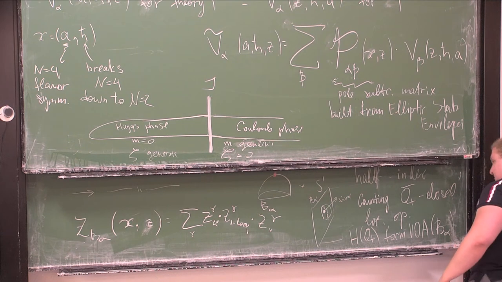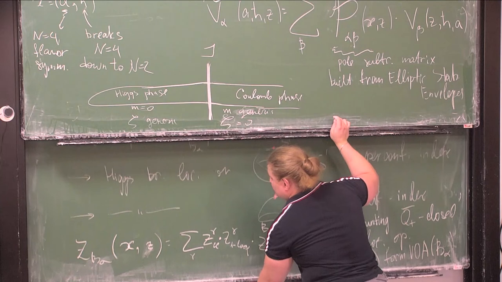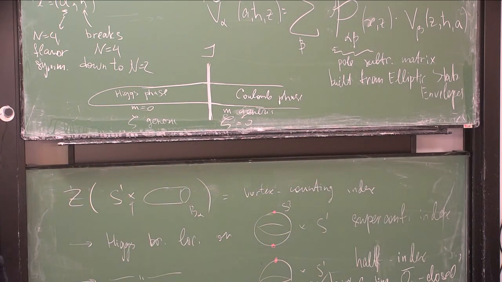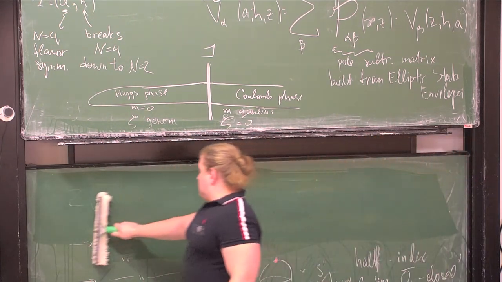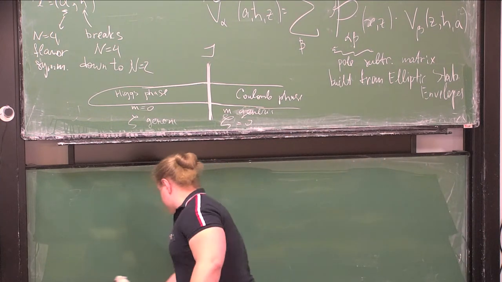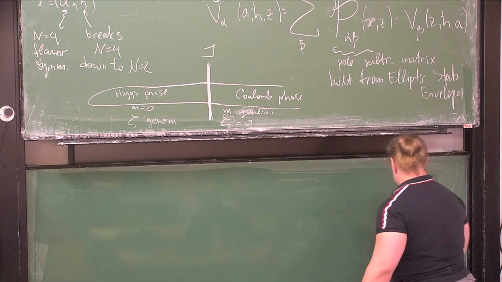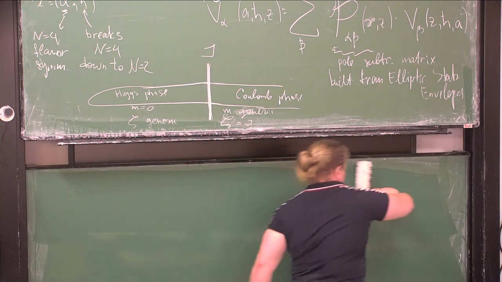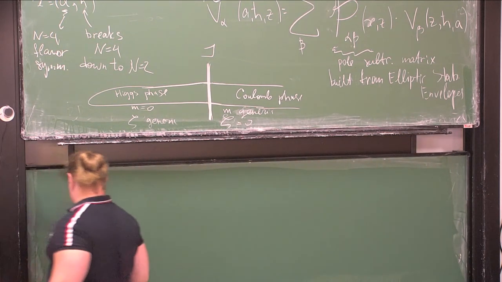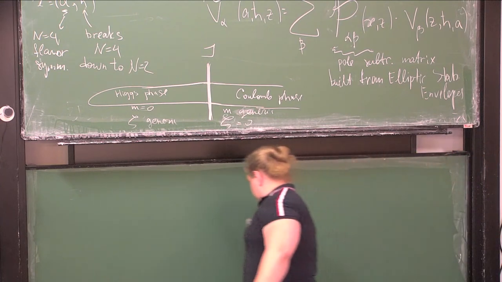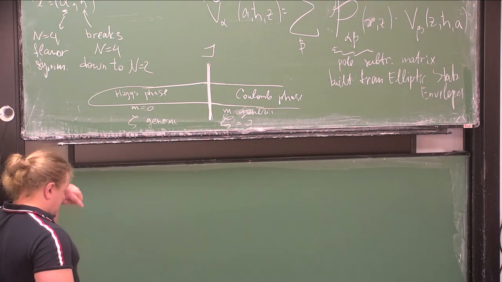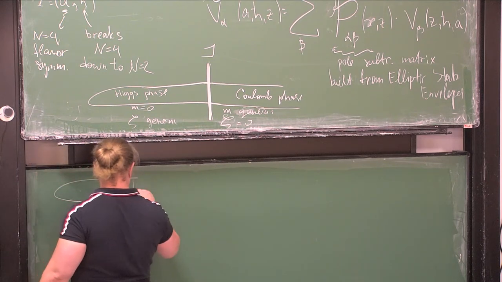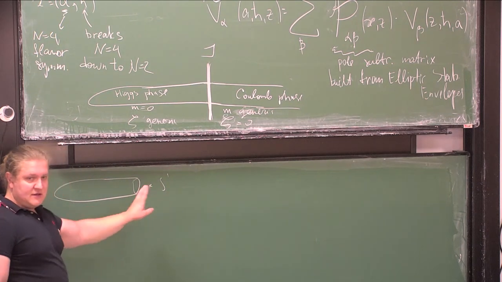Now an interesting interpretation of this is that this partition function on the cigar can be interpreted as an elliptic homology class either for the Higgs branch or for the Coulomb branch. This picture, cross S1. And notice that when you look at it asymptotically, all you have here is just a torus.